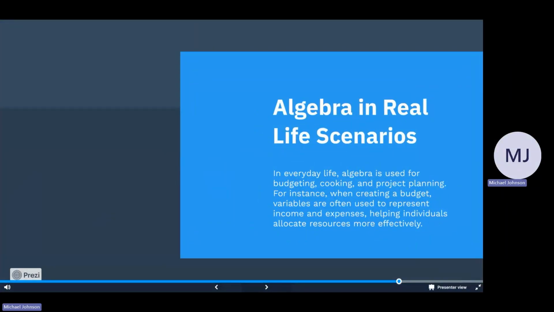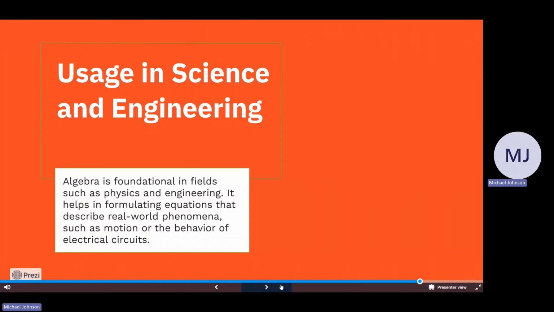In everyday life, algebra is used in budgeting, cooking, and project planning. For instance, when creating a budget, variables are often used to represent income and expenses, helping individuals allocate resources more effectively. Algebra is foundational in fields such as physics and engineering.